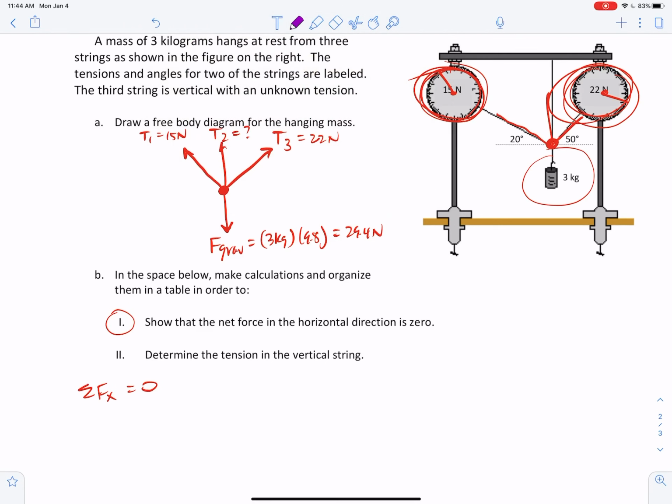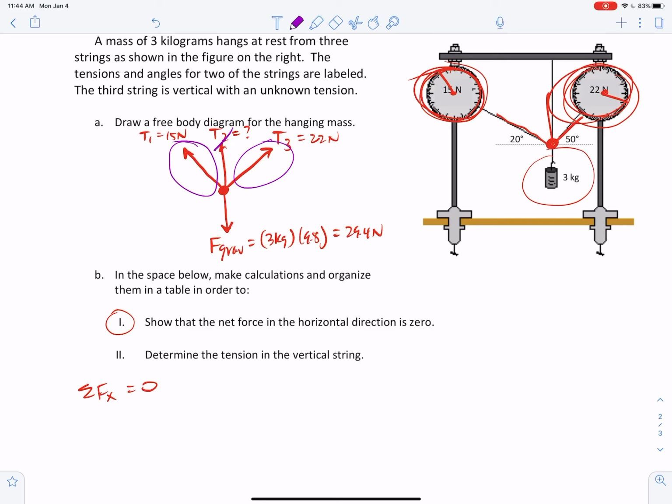Looking at the picture, this force is pulling leftward. This force is pulling rightward. So they have horizontal components. T2 is just upwards, so it has no horizontal component. And the force of gravity is just downwards, so that has no horizontal component. So I'm just going to pay attention to T1 and T3.